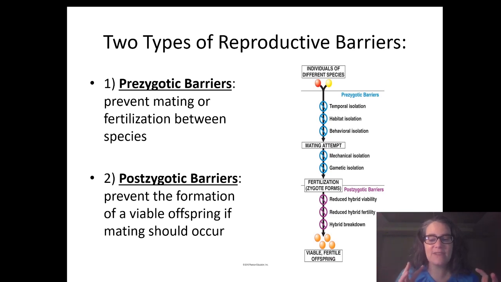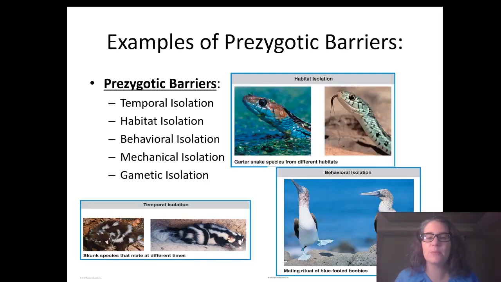I think it's easiest if I give you some examples of each of these so that you can see how this works. So pre-zygotic barriers are going to prevent mating and fertilization from happening in the first place. So we're not going to form that zygote. This can be temporal barriers like these skunk species that breed at two different times of the year, one in late winter, one in sort of spring, early summer. And if you're breeding at two different seasons, then this keeps you from accidentally breeding with the wrong species.